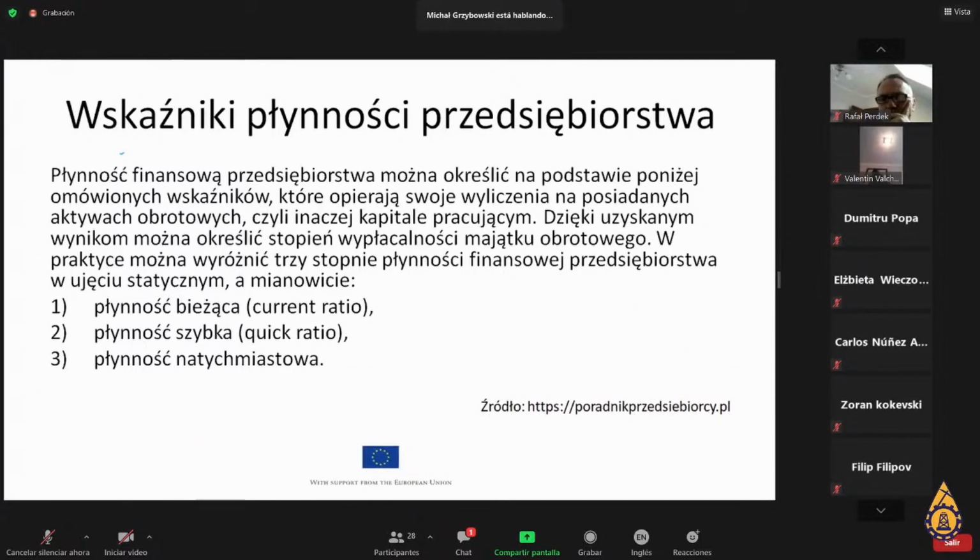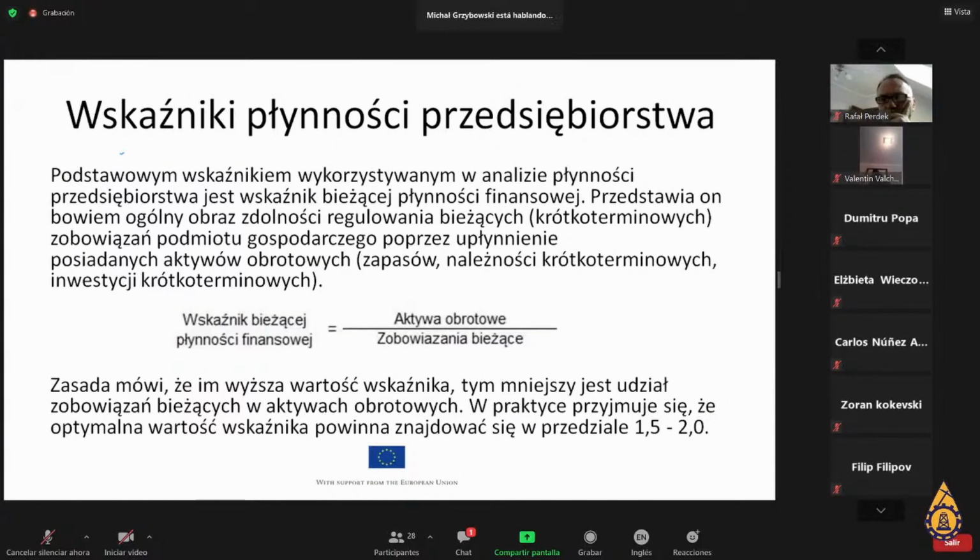So this current ratio should be within the range of 1.5 to 2.0. This is the most optimum range of this ratio. What does this mean? This means that a bank should have twice as many current assets as current liabilities, between 1.5 and 2 times as many current assets as current liabilities. This will help it, without any difficulties, fulfill its obligations and meet its liabilities.